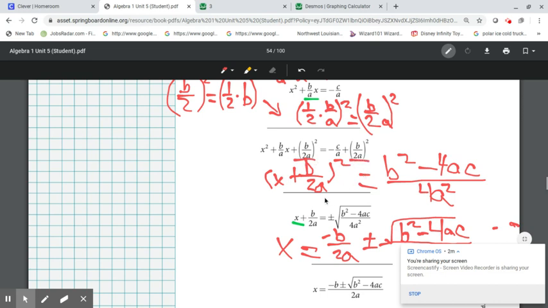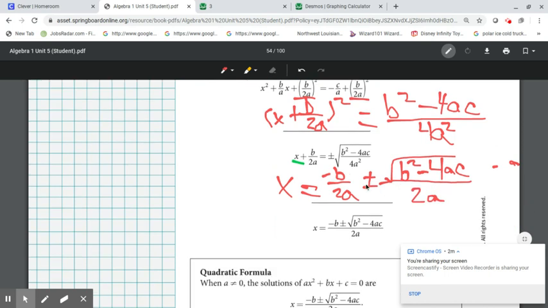Okay. All right, from here, we're just going to simplify. We're going to factor the left-hand side and simplify the right-hand side. So we're going to factor this to x plus b over 2a times x plus b over 2a, which is the same thing as x plus b over 2a squared. And we're going to simplify this, and we found a common denominator of 4a squared, and this is going to become b squared minus 4ac over 4a squared.